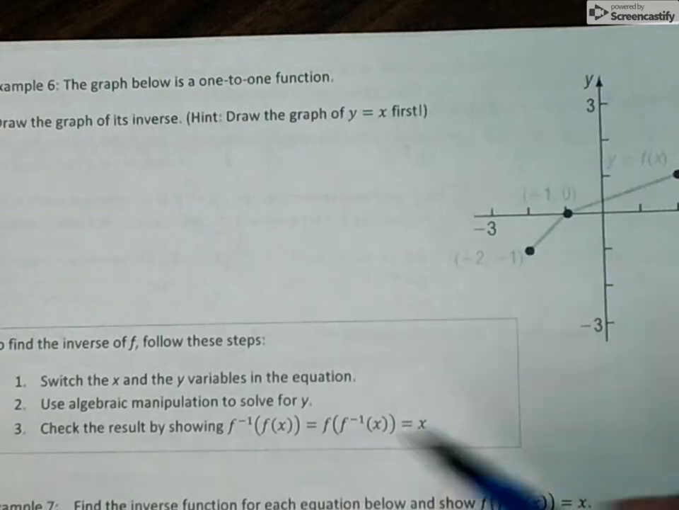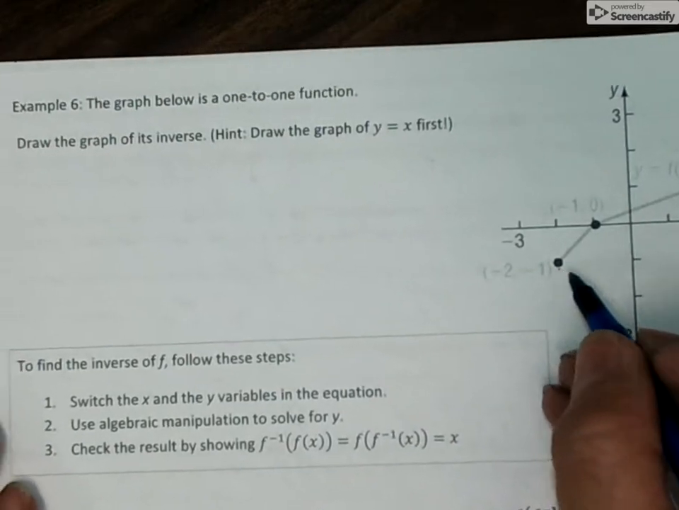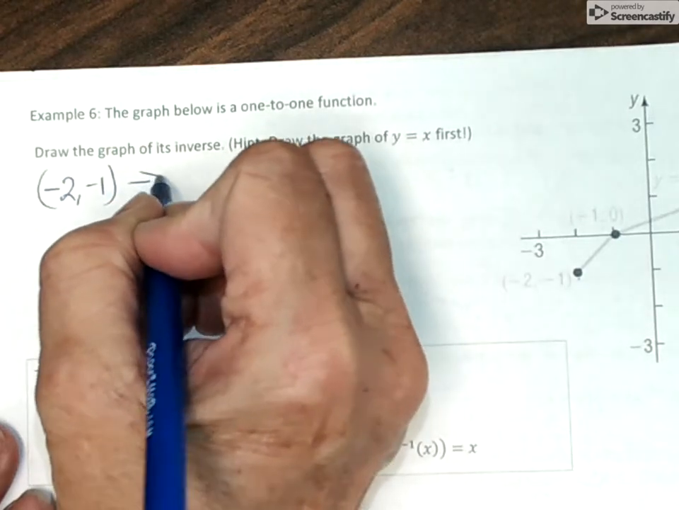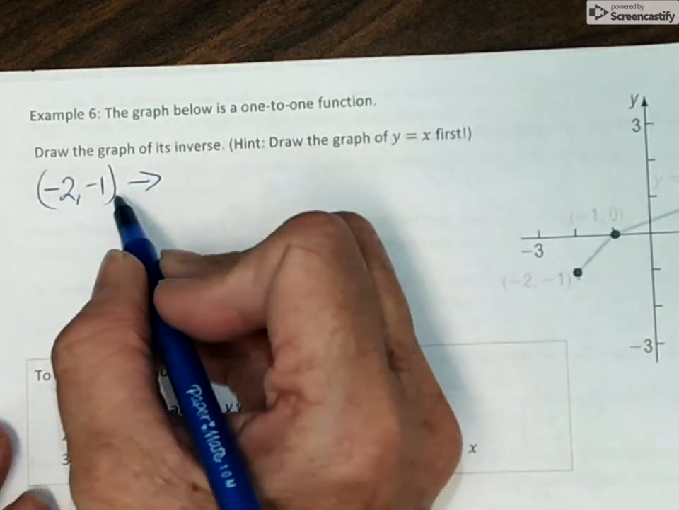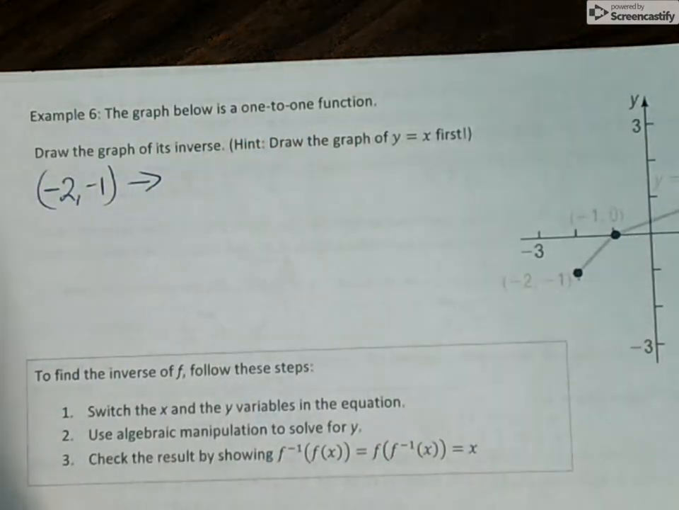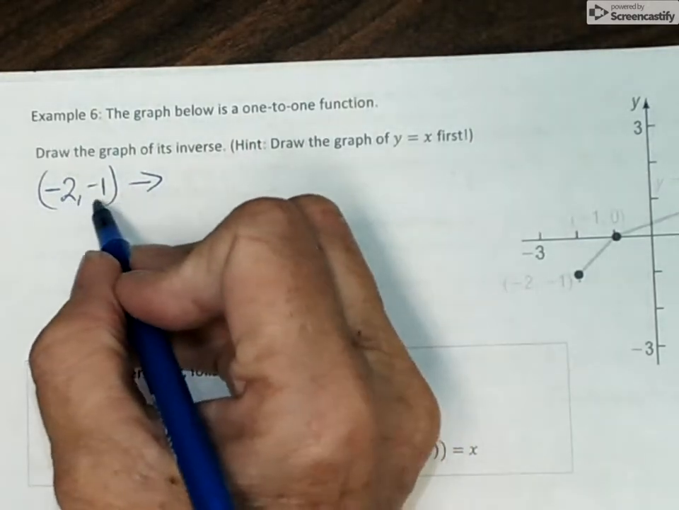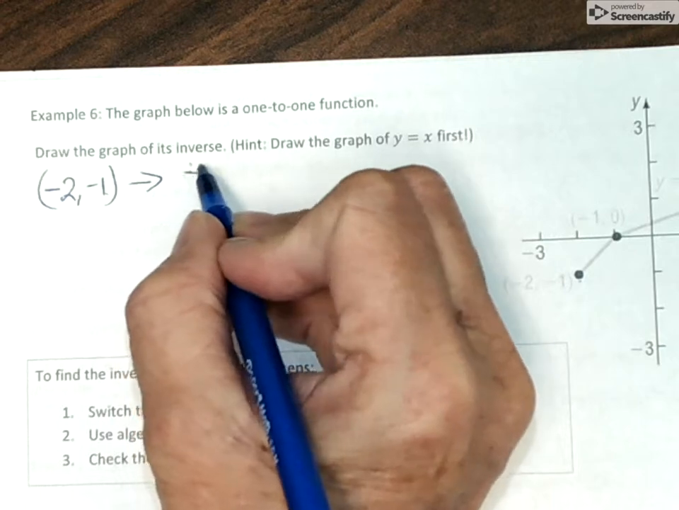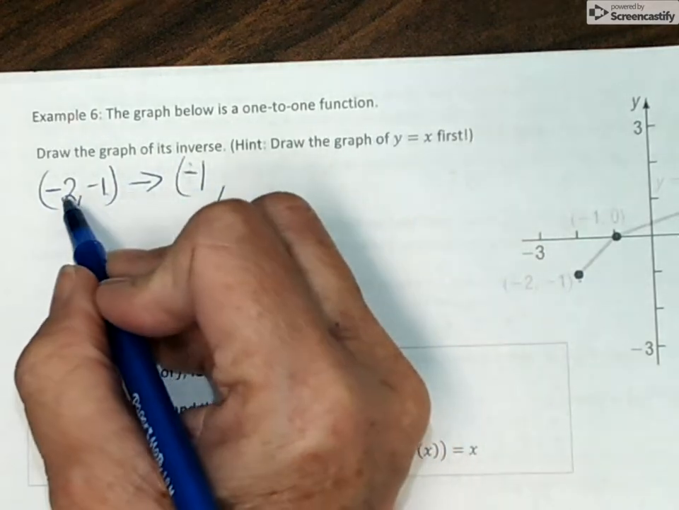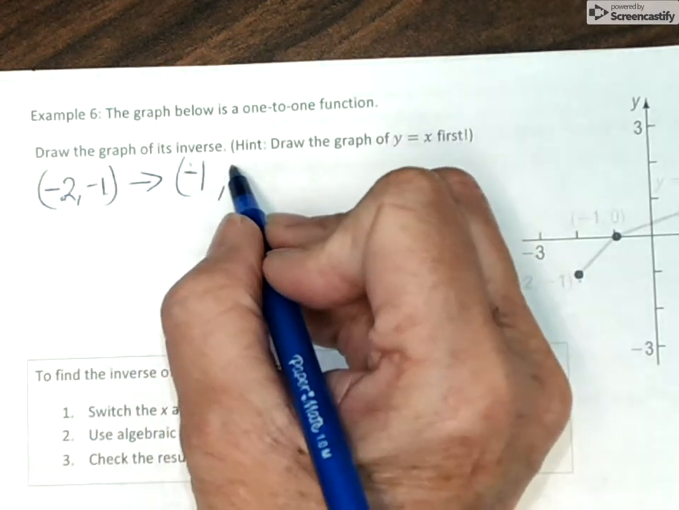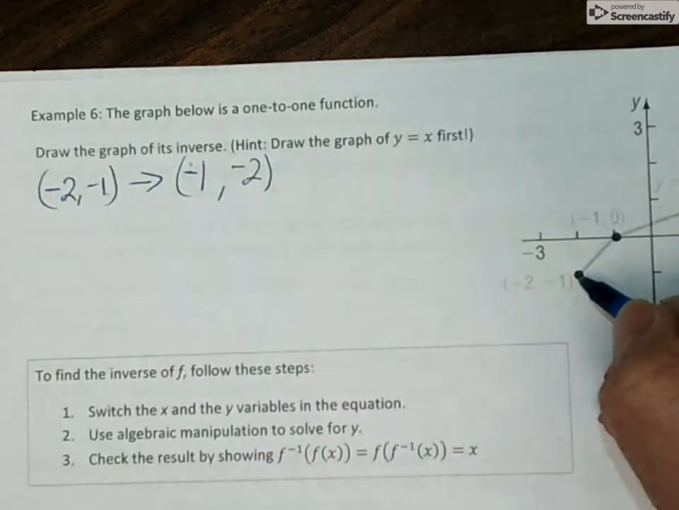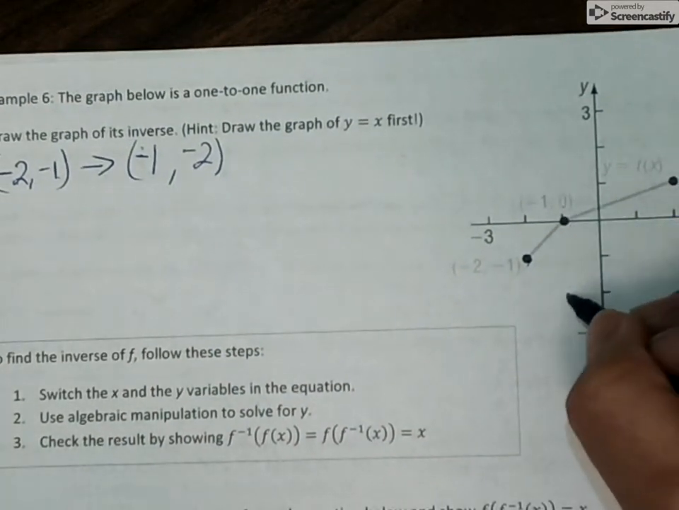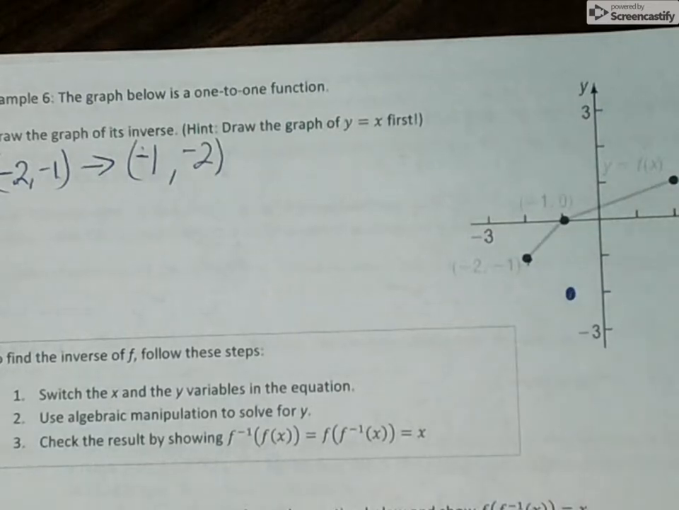Okay, so if I've got this point, -2, -1, the inverse of that, the x's and y's are switched. If the inverse switches our x and y's, this y value is going to become the x value in the inverse. The x value is the y value in the inverse. So the symmetrical inverse here is going to be at -1, -2.